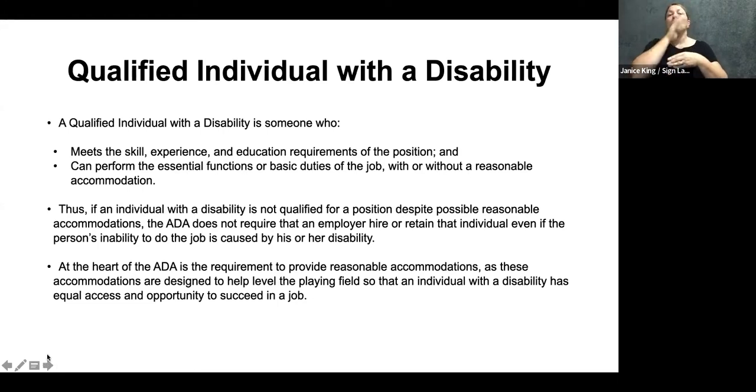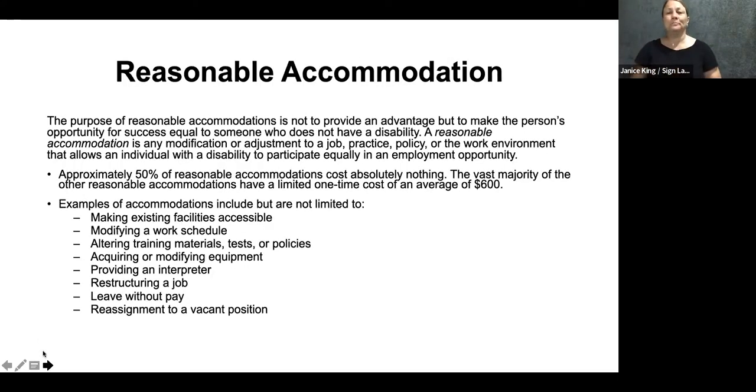At the heart of the ADA is the requirement to provide a reasonable accommodation, as these accommodations are designed to help level the playing field so that individuals with a disability have equal access and opportunity to succeed in the job. Next. The purpose of the reasonable accommodation is not to provide an advantage, but to level the playing field, to provide an opportunity for success equal to someone who does not have a disability. A reasonable accommodation is any modification or adjustment to a job, practice, policy, or work environment that allows the individual to participate equally in the employment.